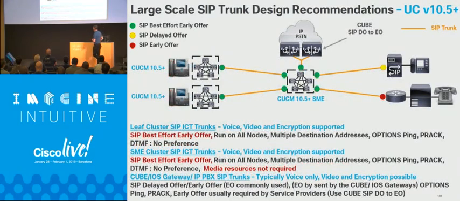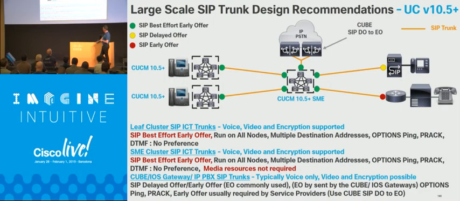Where you want to get to is this, and this is nice and simple. Everywhere is best effort early offer. From gateways, we always send early offer. If you're going outbound to the PSTN, and this is an older phone that sends delayed offer here, I'm just going to pass that delayed offer through up to Cube. You'll do delayed offer to early offer in Cube so that the service provider gets the early offer that they require.